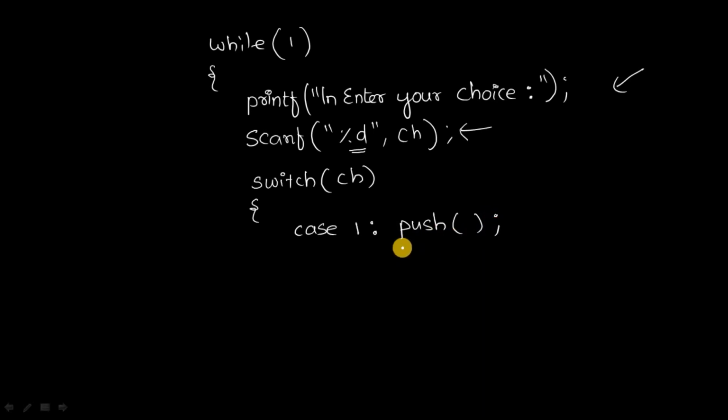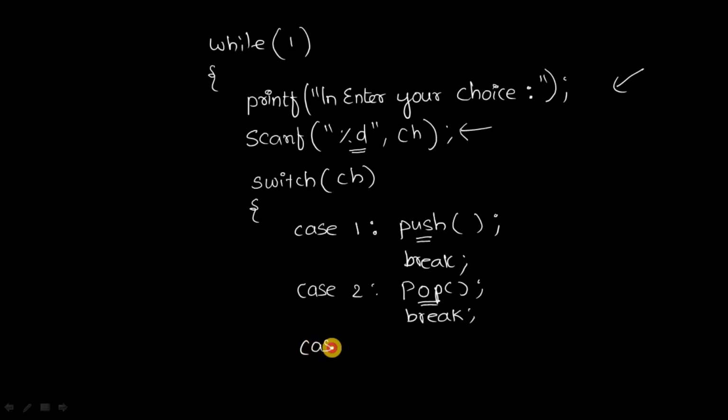So I am calling a function called push operation. I will write this push operation after the main function. So here I am just calling it. Later I will write the code for this push, and break this switch statement. Second, case 2. What is case 2? Pop operation. So whenever the user selects 2, this pop function will execute, and after that a break.